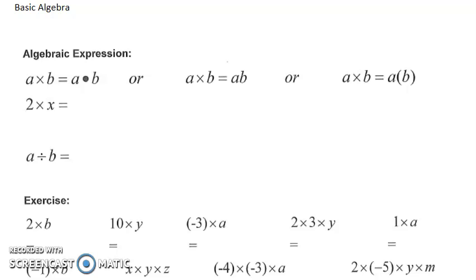Kia ora Year 9. In this video we're going to have a look at some basic algebra and the simple operations involved in algebra. So firstly, let's have a look at some questions here.